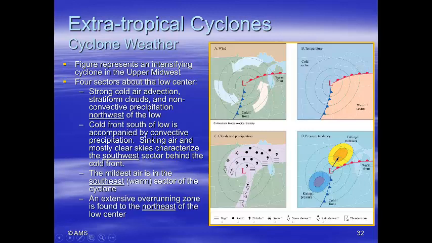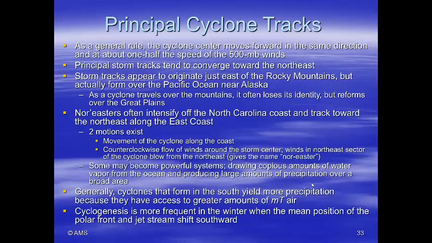If we look here, we have the low. We'll have falling pressure here in the direction of the storm and rising pressure on this side. So as a general rule, the cyclone center moves forward in the same direction at about 1/2 the speed of the 500 millibar winds. So if we measure the speed of the 500 millibar winds, the speed of the cyclone center is about half of that.